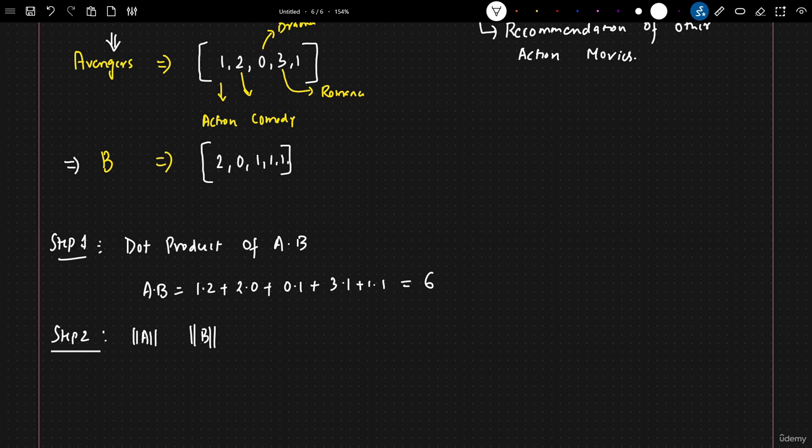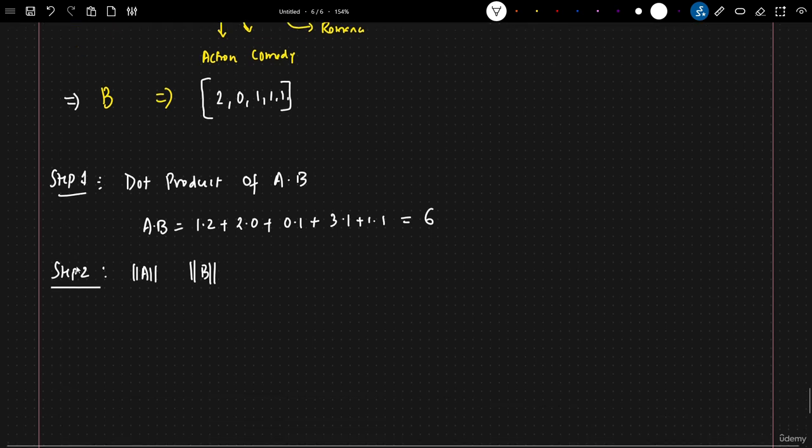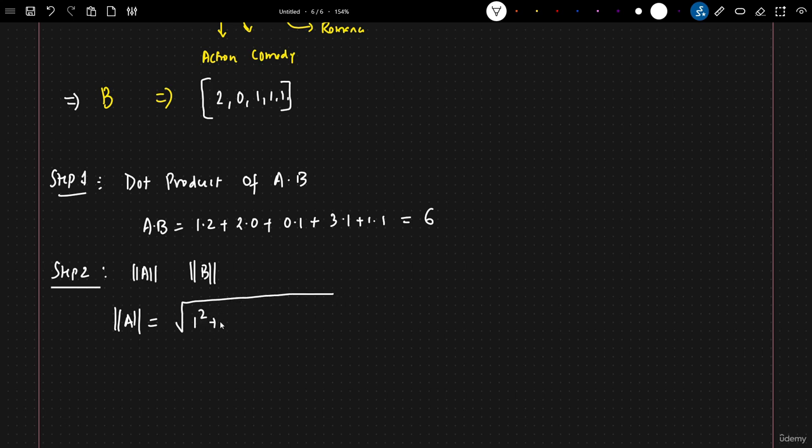Please remember this name, Euclidean norm. Later on I will probably explain this in one of the topics. The Euclidean norm is calculated, specifically for A, by taking all the vector components I have, squaring them, and taking the square root: 1 square plus 2 square plus 0 square plus 3 square plus 1 square. I will try to show what this Euclidean norm is, and explain it over here.